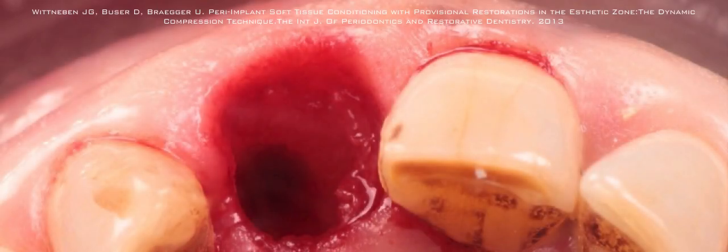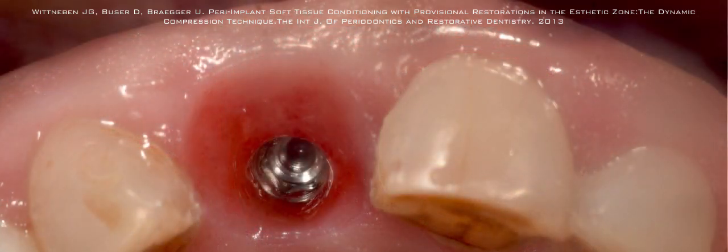So from this condition to this condition, very healthy, the tissue is managed by the healing abutment and the provisional. When we decide to take an impression because the tissue is mature, we need to reproduce the emergent shape of the healing abutment in the transfer.